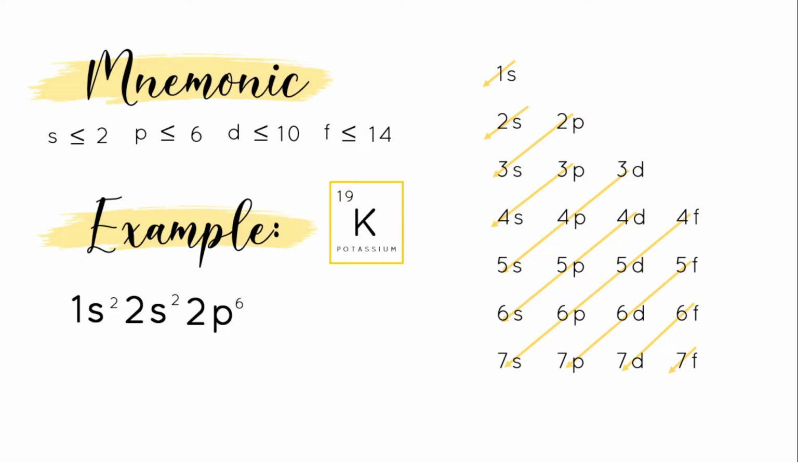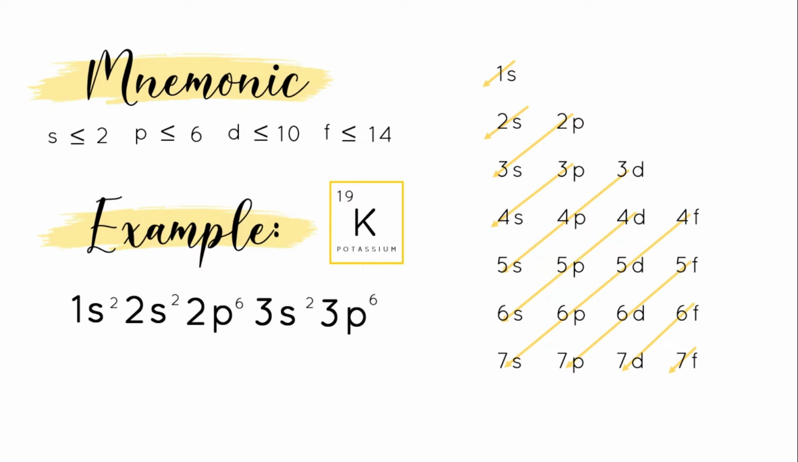Continuing, we have 3s. Again, s can hold up to 2 electrons, so we're going to write 3s2. For 3p, p can hold up to 6 electrons, so we're going to write 3p6. Now let's count first. 2 plus 2 is 4. Plus 6, that's 10. Plus 2, that's 12. Plus 6, that's 18. 19 minus 18 is 1. Therefore, we need 1 more electron.